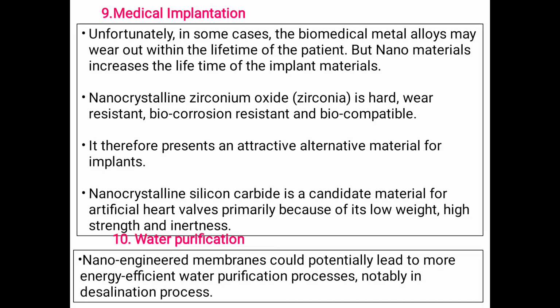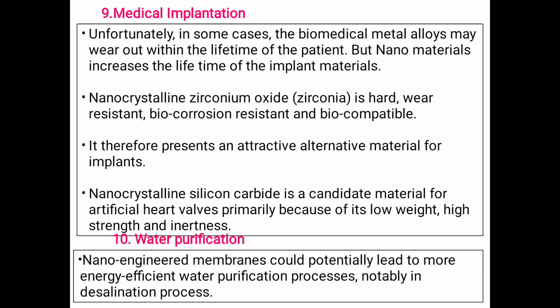Medical implantation. Nanomaterials can be used in medical implantation also. In some cases, biomedical metal alloys may wear out within the lifetime of the patient, but nanomaterials increase the lifetime of the implant materials. Nanocrystalline zirconium oxide is hard, wear resistant, biocorrosion resistant, and biocompatible. So this can be used as an alternative material for implants. Nanocrystalline silicon carbide is a candidate material for artificial heart valves, primarily because of its low weight, high strength, and inertness. Water purification can also be done by these nanomaterials.